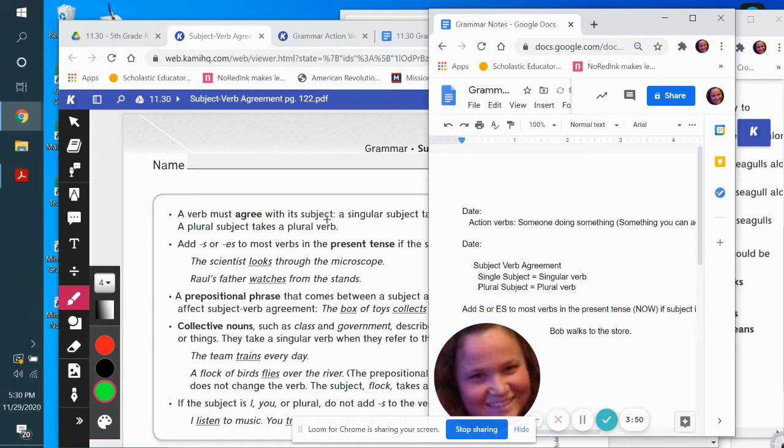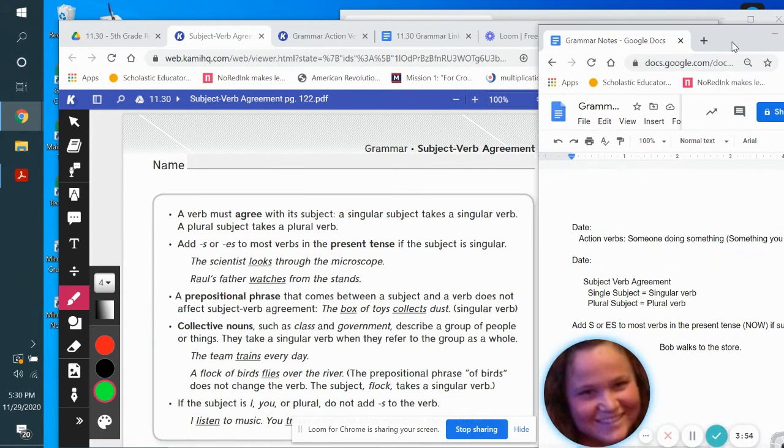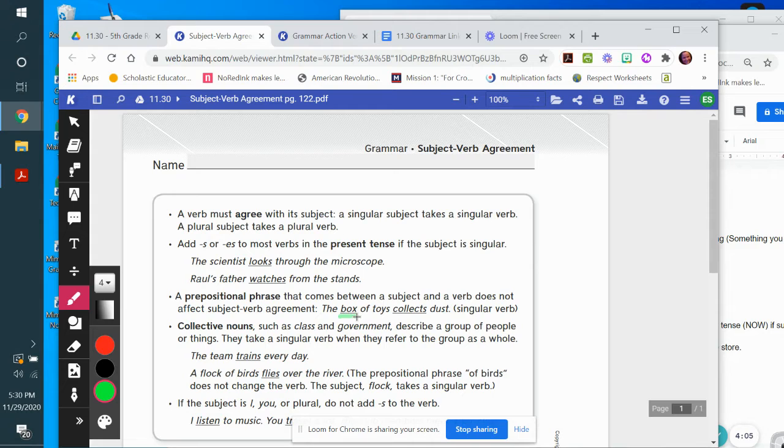Then it says a prepositional phrase that comes between a subject and a verb does not affect subject-verb agreement. So, the box of toys collects dust. It's saying that box here is a single subject, so you have to add that s to the verb that goes with it.